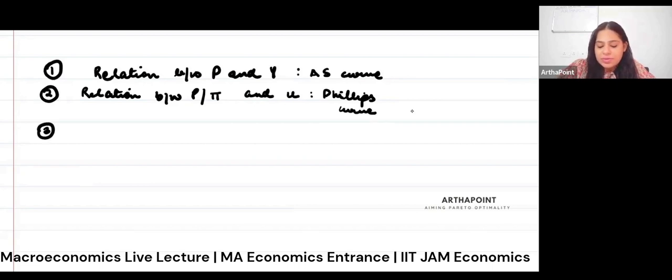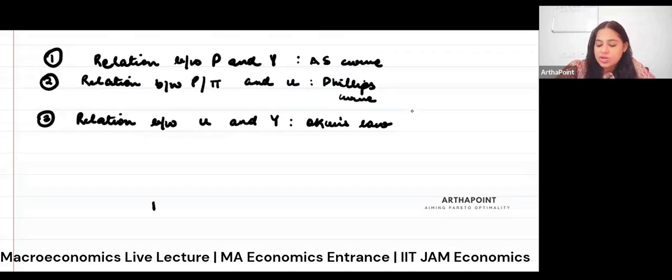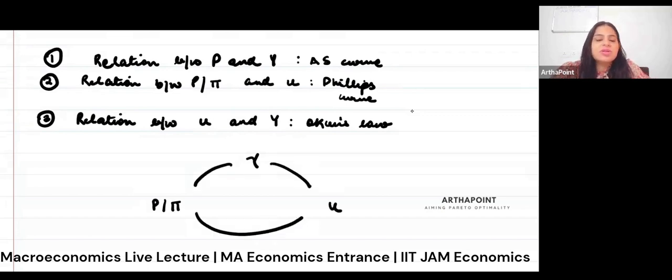The third one will be the relation between unemployment and output, and this will be known as Okun's law. So we are going to try and build these three relationships: price or inflation, output, and unemployment, the relation between two of these variables at any point of time.